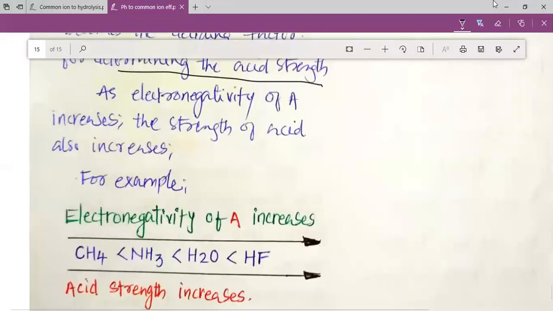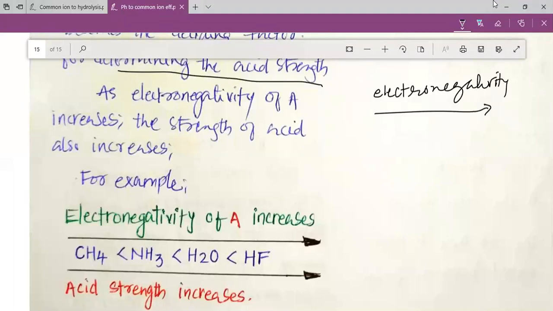So as the electronegativity of A increases, if you go in this direction from left to right, electronegativity increases, my dear students, because we know that at the right end of the periodic table we have non-metals, and these non-metals have higher electronegativity. So if you go from left to right in the periodic table, these non-metals are electronegative, and that is why the metallic character turns into non-metallic character, and that is why the electronegativity increases. So as the electronegativity of A increases, the strength of the acid also increases.